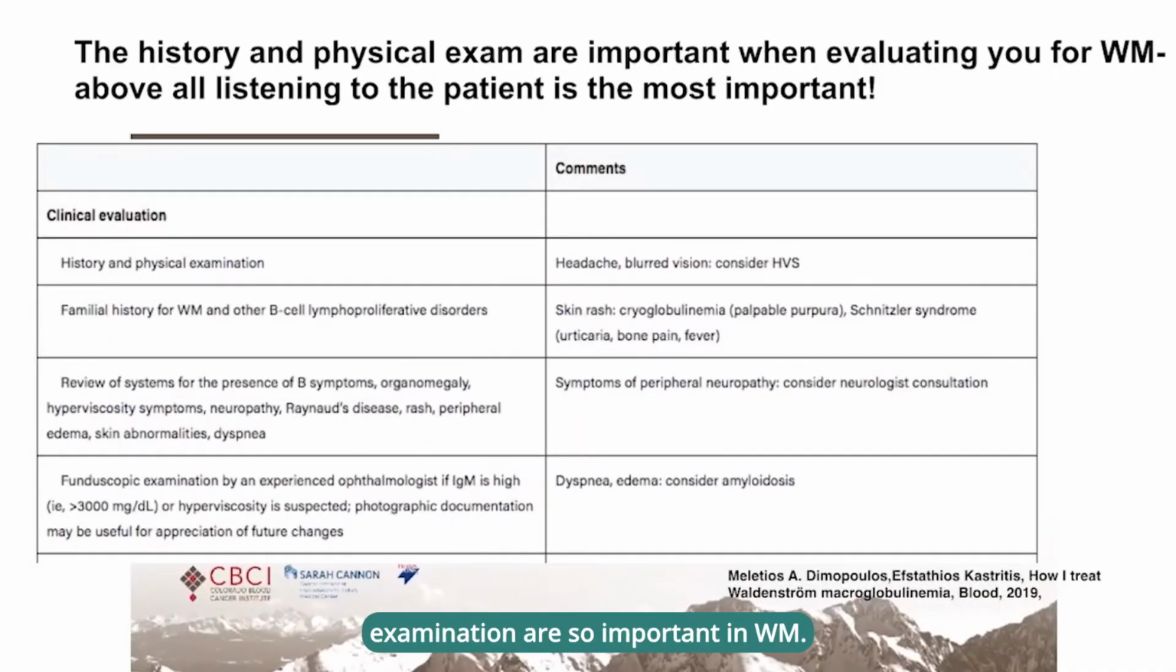So the history and physical exam are so important in WM. I always tell my patients, and when I teach the students and the residents, I say, hey, when all else fails, listen to your patient. In WM, your patient is going to tell you if they're symptomatic and need to be treated. The critical elements when you're seeing a patient with WM as a physician is to go through and do a careful history and physical examination. You want to ask about the presence of headaches or blurred vision. You want to do a careful family history, looking for other blood cancers in the family.